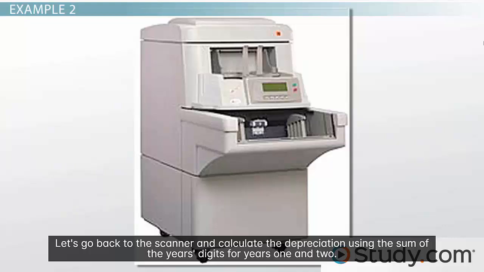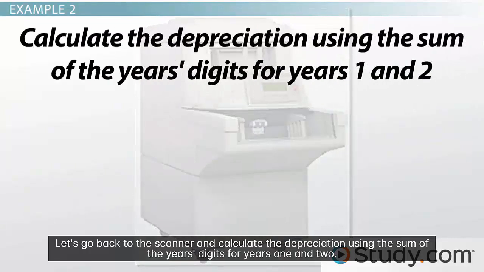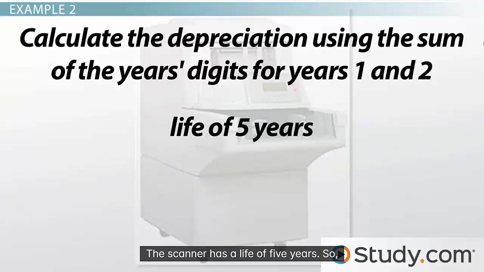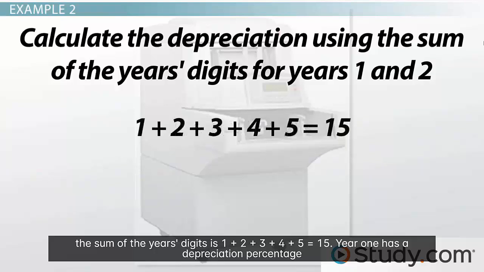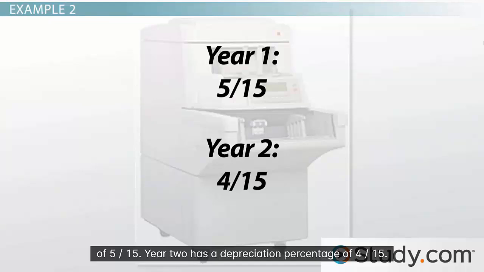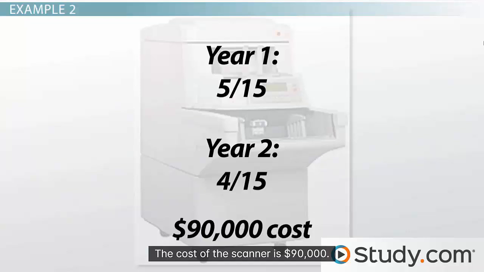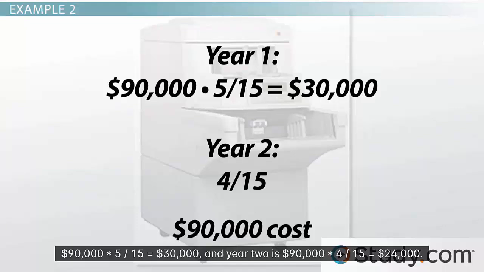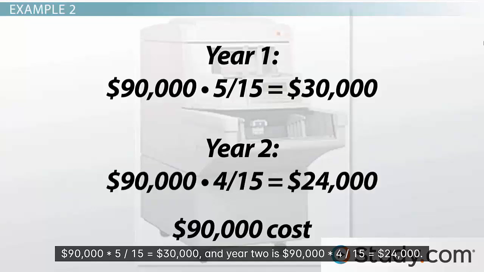Let's go back to the scanner and calculate the depreciation using the sum of the year's digits for years 1 and 2. The scanner has a life of 5 years, so the sum of the year's digits is 1 plus 2 plus 3 plus 4 plus 5 equals 15. Year 1 has a depreciation percentage of 5 over 15. Year 2 has a depreciation percentage of 4 over 15. The cost of the scanner is $90,000. So the depreciation for year 1 is $90,000 times 5 over 15 equals $30,000. And year 2 is $90,000 times 4 over 15 equals $24,000.